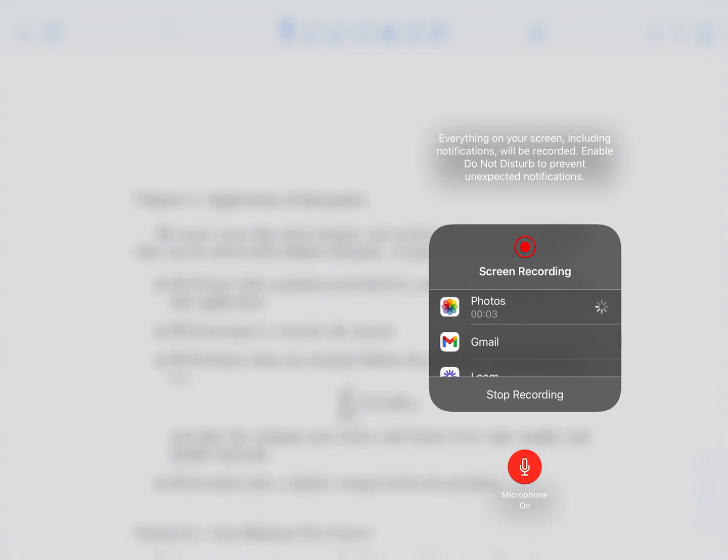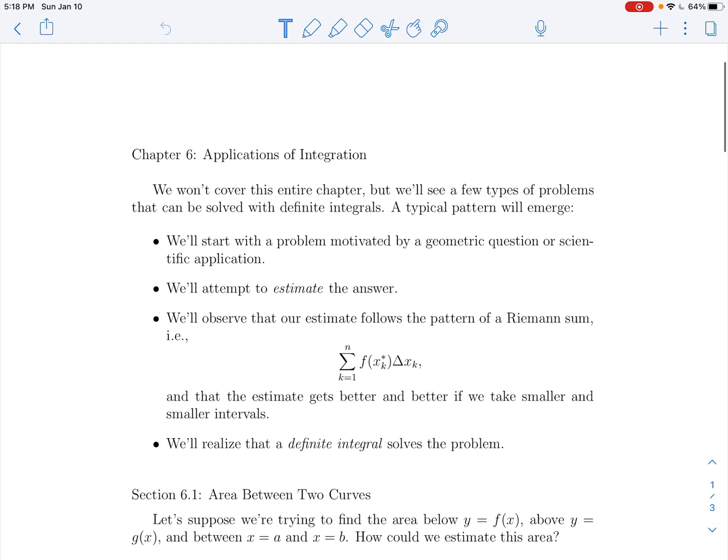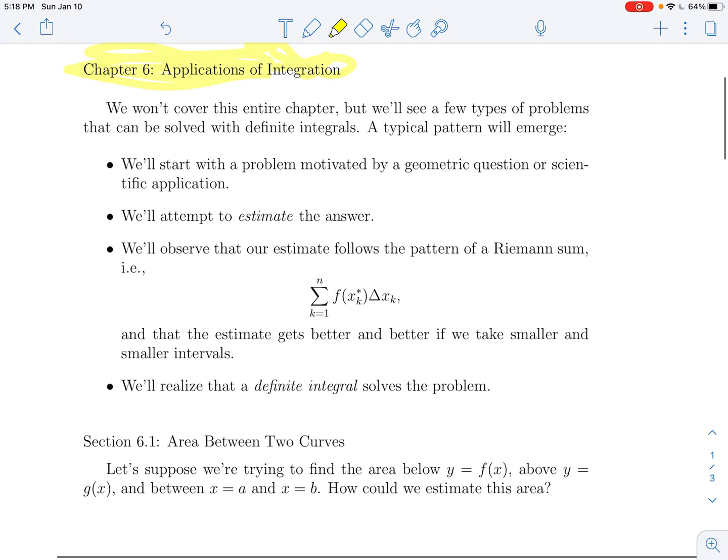Hi there. In this video, I'll be starting chapter 6, which is about applications of integrals. And we'll only cover a very small portion of this section, just to give you a couple of ideas of things that integrals actually measure for us, but they have tons of applications. And all of these applications kind of follow a similar pattern. So I just want you to be aware of that.